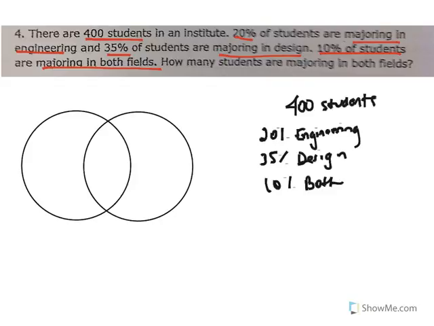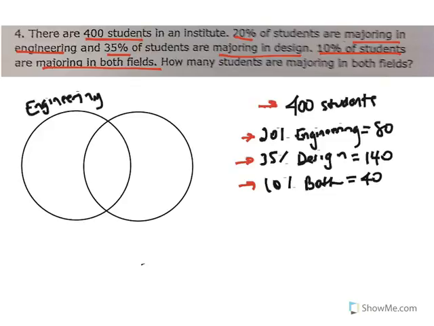Now, they give us this in number of students, and then they give us these in percentages. So I need to calculate how many students are in each percent. So 20% of 400 is 80 students in engineering. 35 times 4 is 140. And then 10% of 400 is 40 students. So I take the information given over here. I see that my 2 categories are engineering and design.